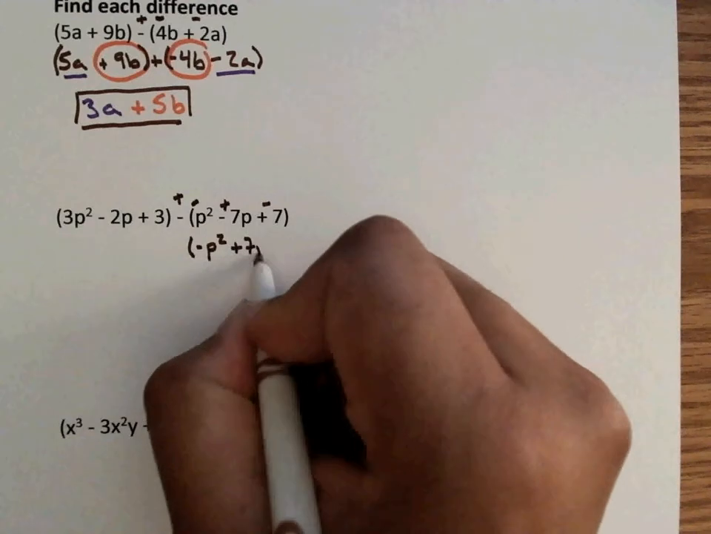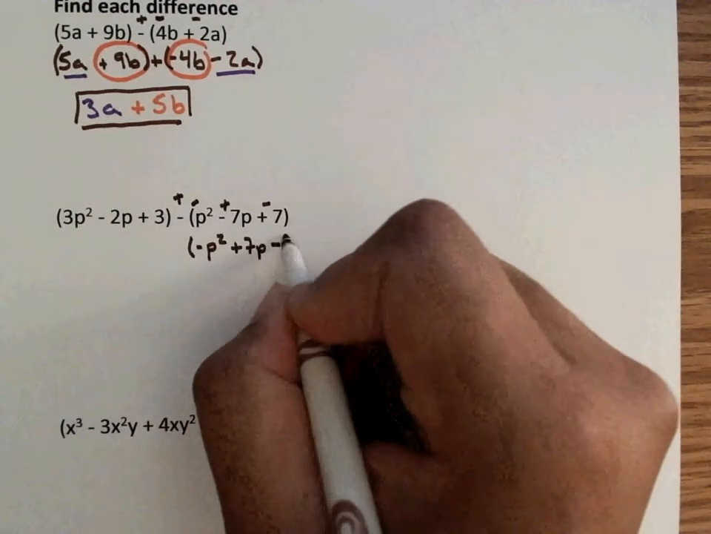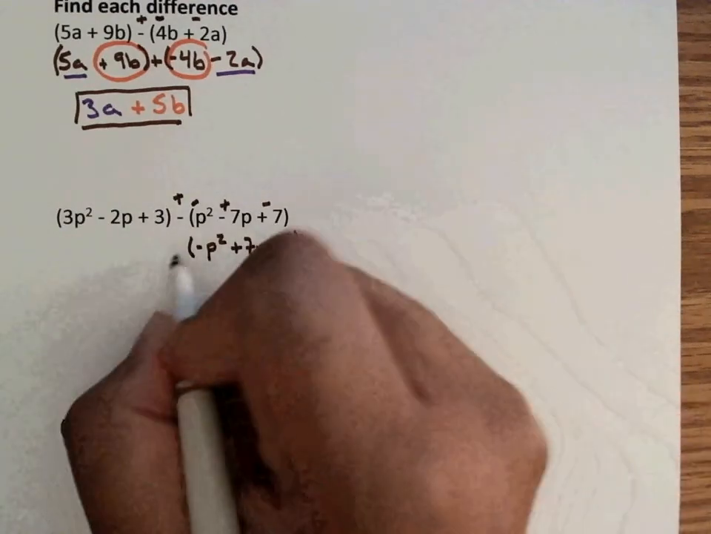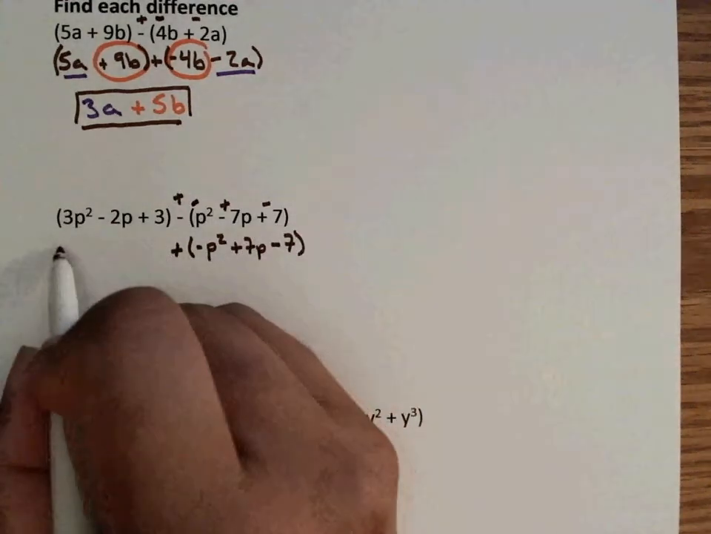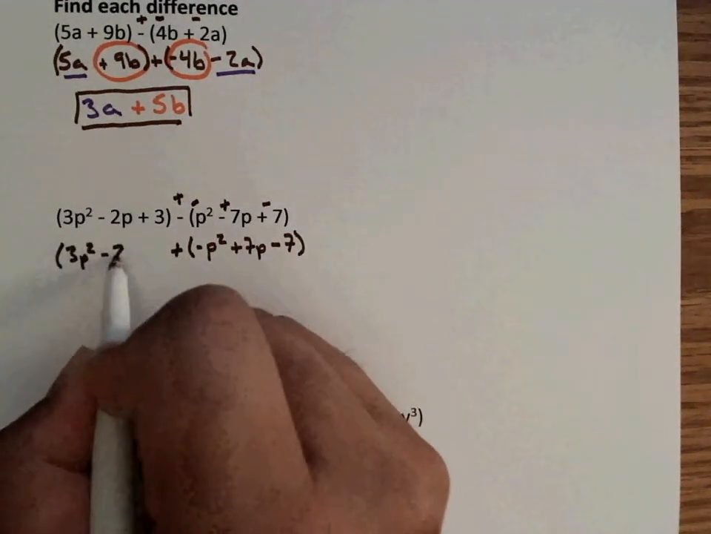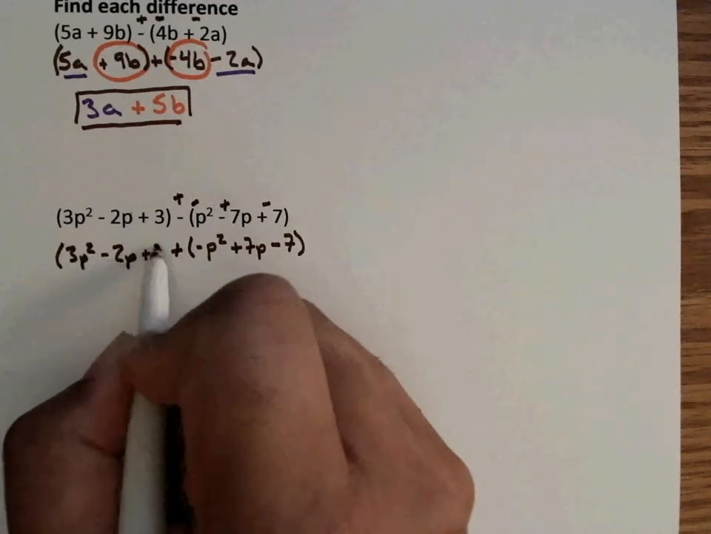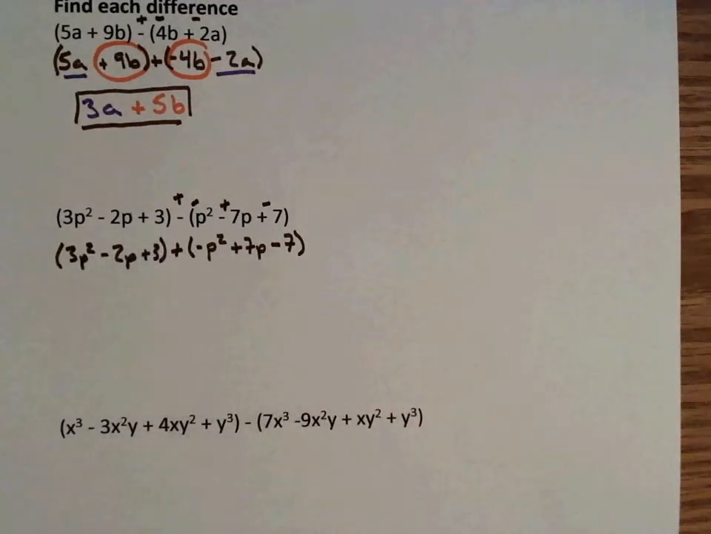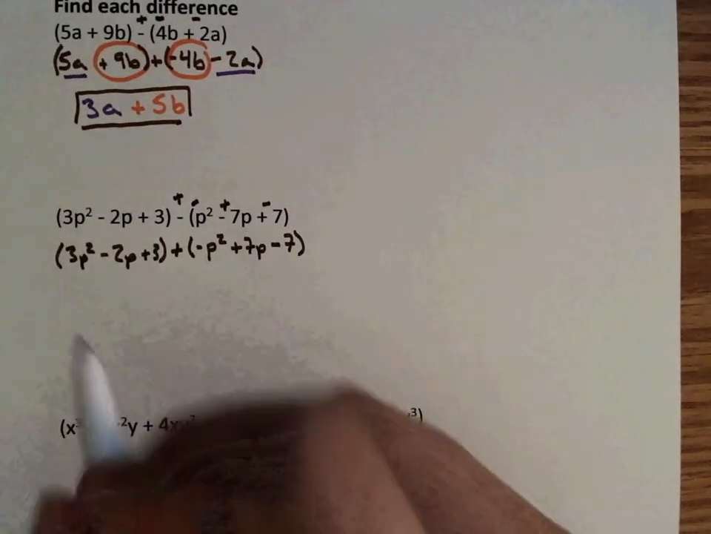So in the parentheses, I have negative p squared plus 7p minus 7. Remember, this was a plus, and I'm going to bring down this. It's going to stay the same. So we have 3p squared minus 2p plus 3. And so again, when we look at this, now we have a plus, so it's just like adding polynomials.